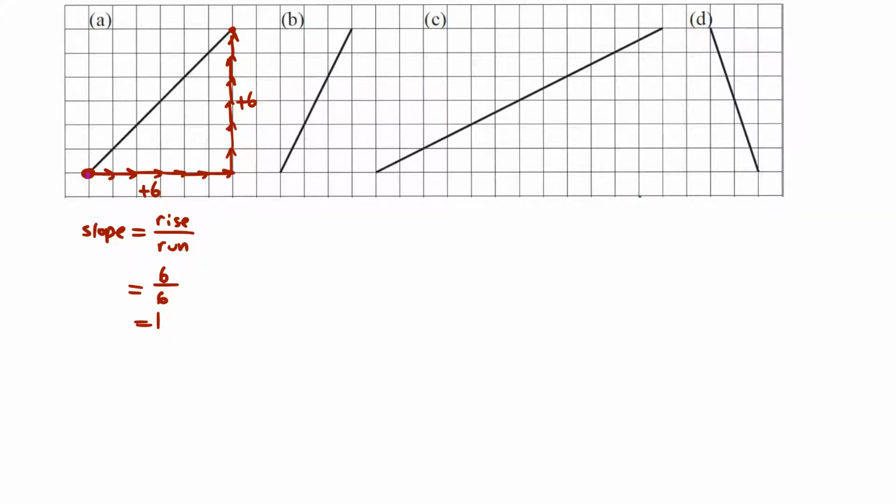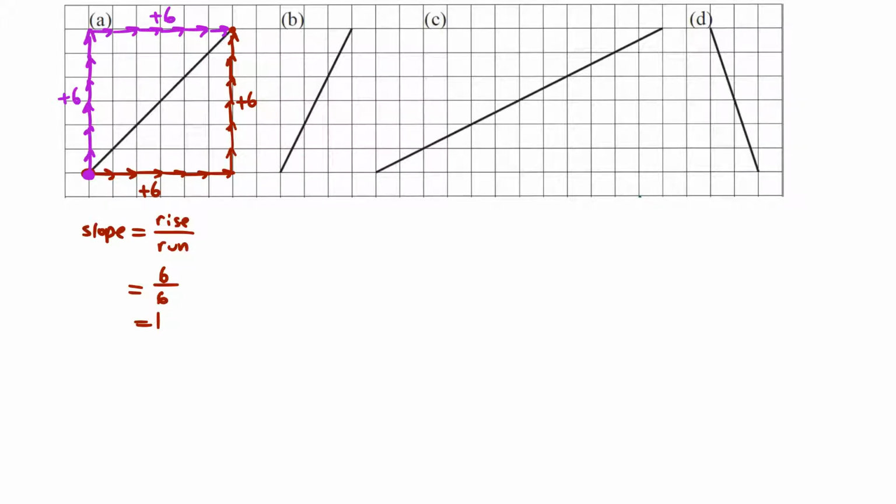Now, starting from this point, I could have actually just started rising first. So 1, 2, 3, 4, 5, 6. And 1, 2, 3, 4, 5, 6. And you can see that it's still the exact same values, 6 over 6, which will give me 1. So it doesn't really matter how you rise or run, or even from which point you start to rise and run, you should still always get the same slope.